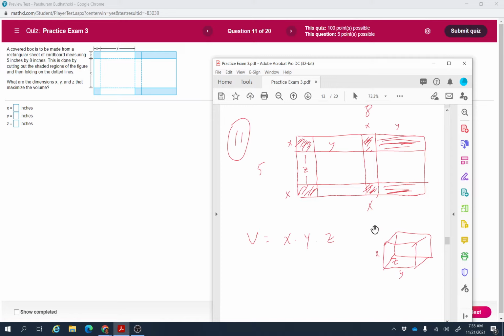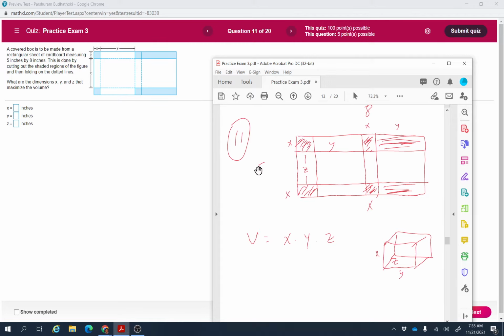So the only relation we can find is the cardboard we have been given is 5 inch by 8 inch. So this side is 8 inch, but after cutting, as you can see, this is x, this is y, this is x, and this is y. All together they give you 8 inch. This is x, this is z, and this is x. All together, if you add this length here, that will give you 5 inch.